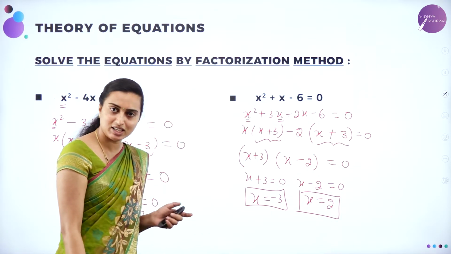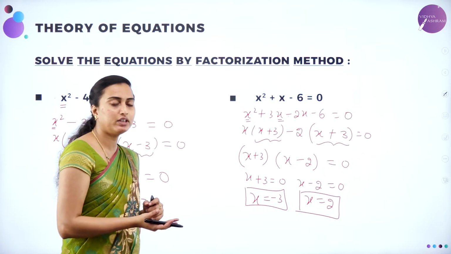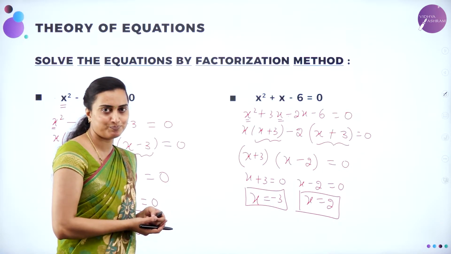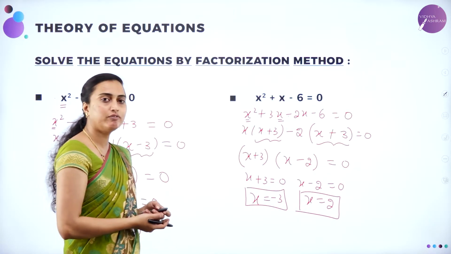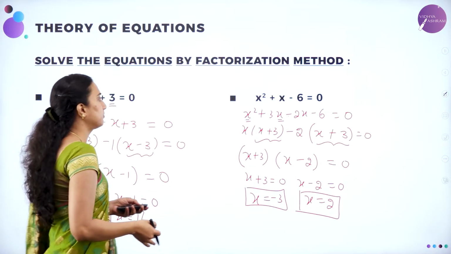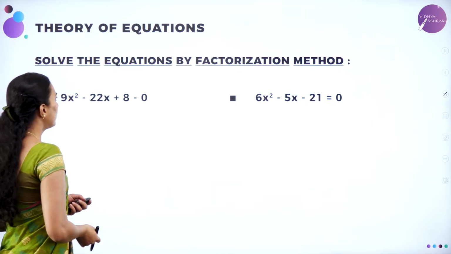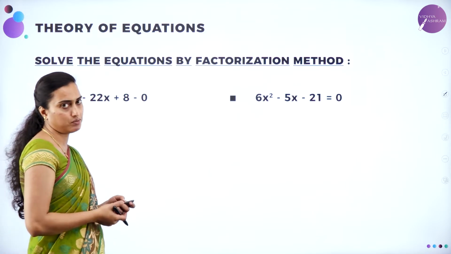Just now we have solved this equation, right? By solving, the given roots were 2 and minus 3. So I hope you got this one. We'll move on to the next question, dears. What they've asked: solve the equations by factorization method.